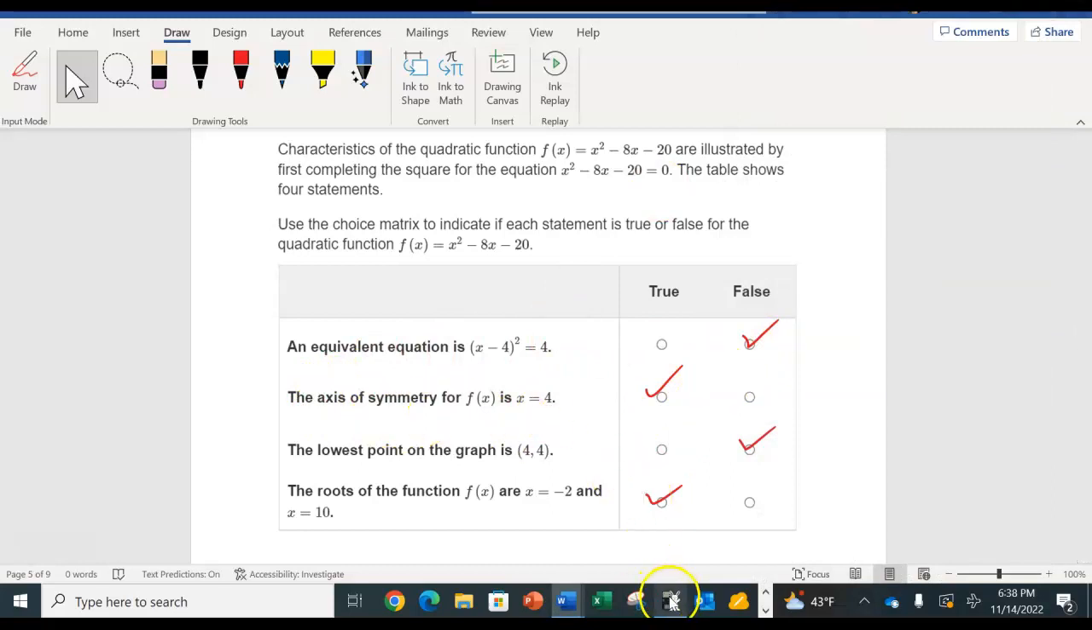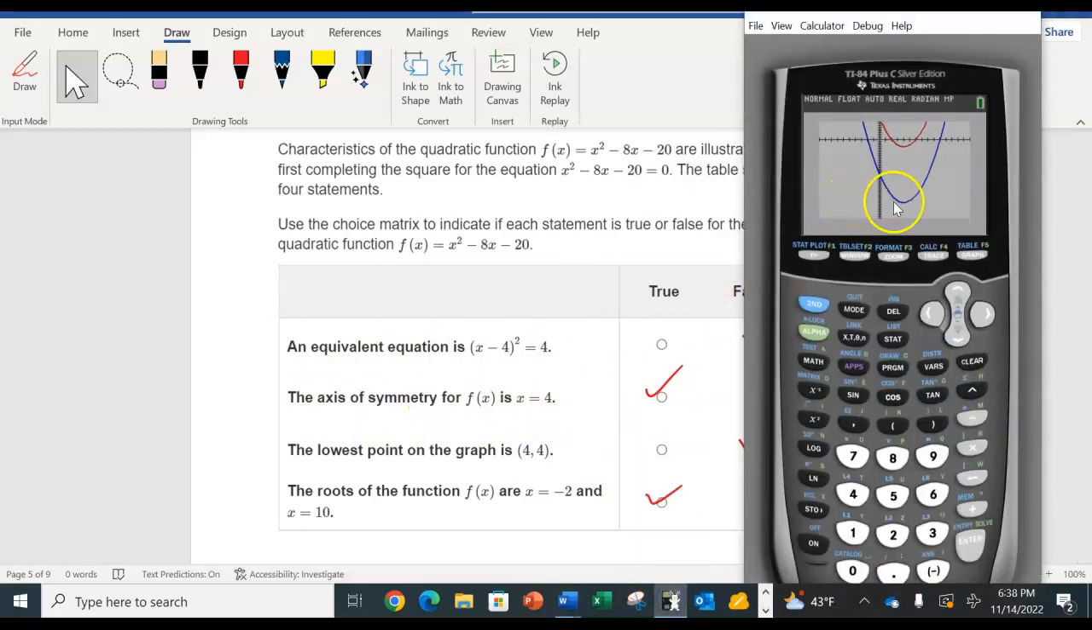All right, axis of symmetry. Okay, so we're only looking at the blue one. The axis of symmetry is 4. So if you count over 1, 2, 3, 4, it looks like that goes through both of those, so that is true. The lowest point is 4, 4. So go over 1, 2, 3, 4, up 4 would be the axis of symmetry. This one is obviously negative. I don't know what negative, but that one would be false because that is not the lowest point.